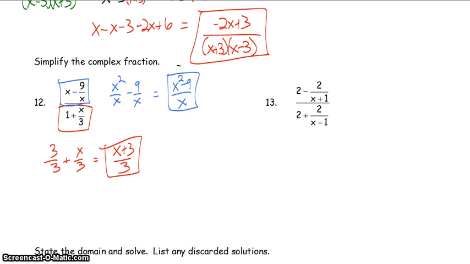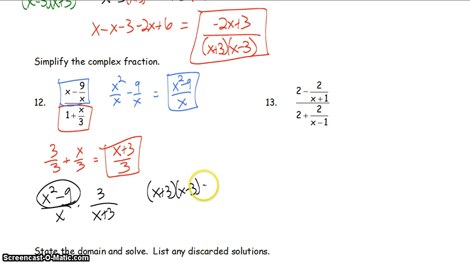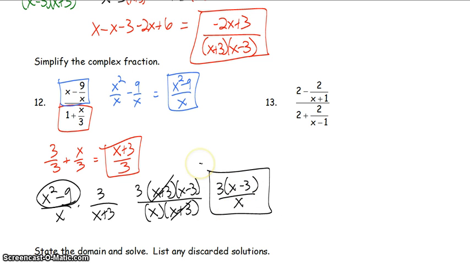So that's the top. Remember, you take the top, you multiply by the flipped bottom. So I'm going to do x squared minus 9 over x times the flipped bottom, which is 3 over x plus 3. I'm not done, though, because I can factor that now. And so we got x plus 3, x minus 3 times 3 all over x and x plus 3. These cancel, so your final answer is 3 times x minus 3 all over x. And that is how you do a complex fraction.